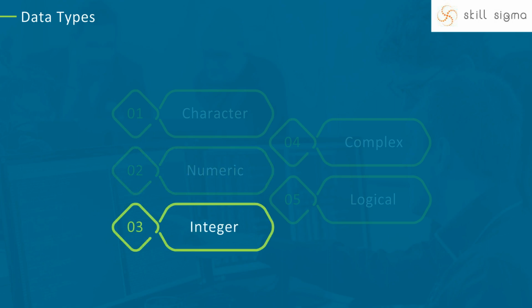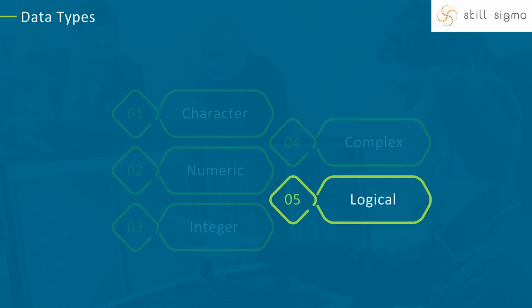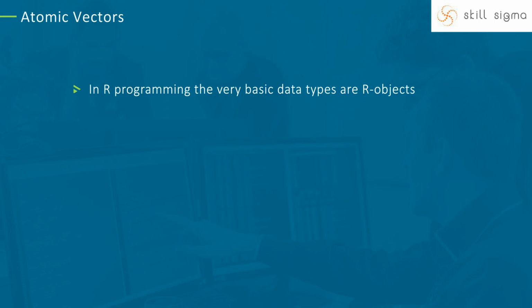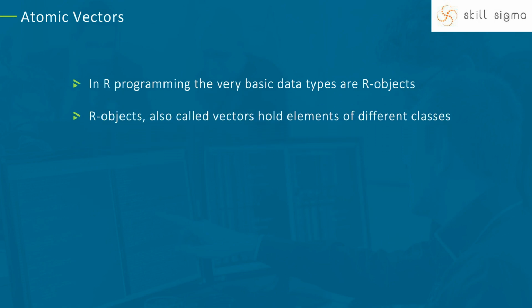However, to create an integer data type, we have to explicitly use the as.integer function, and pass the variable as an argument. The complex data type can store numbers with an imaginary component such as values containing the imaginary number i. A variable that can have a value of true and false like a boolean is called a logical variable. In R programming, the very basic data types are R objects called vectors, which hold elements of different classes.